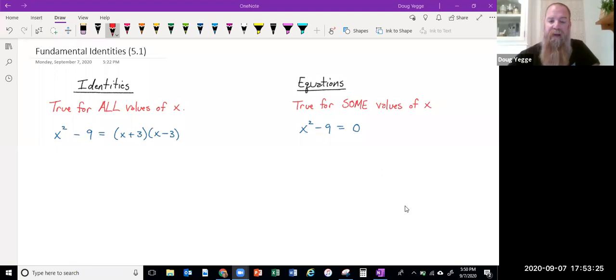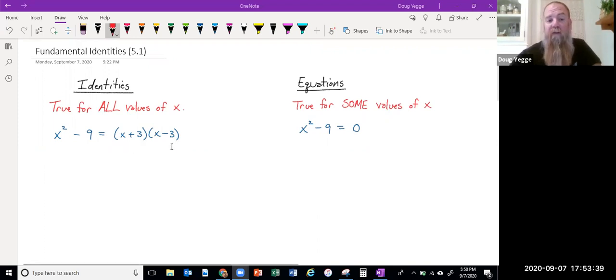Now, we've seen identities before, but we didn't often call them identities at the time. Sometimes we would refer to them as formulas, but identities are essentially an equation. It's just that identities are true no matter what value you plug in for the variable, while equations are only true for particular values of that variable. To see an example, let's take a look at a difference of two squares. We know that x squared minus 9 could be rewritten as x plus 3 times x minus 3 by the difference of two squares formula.